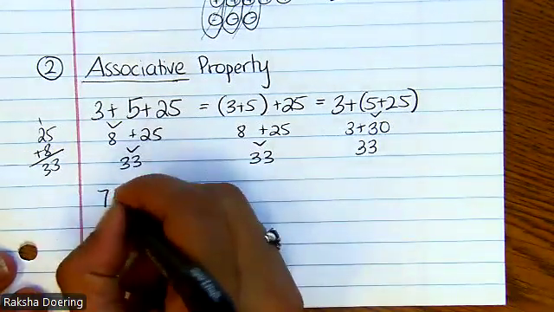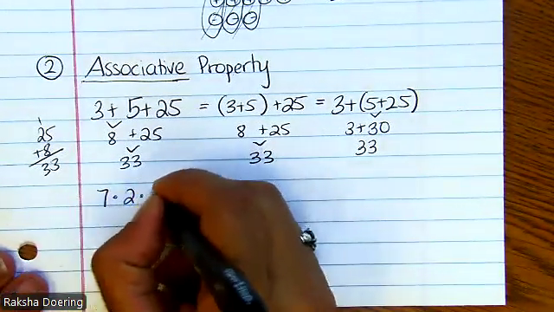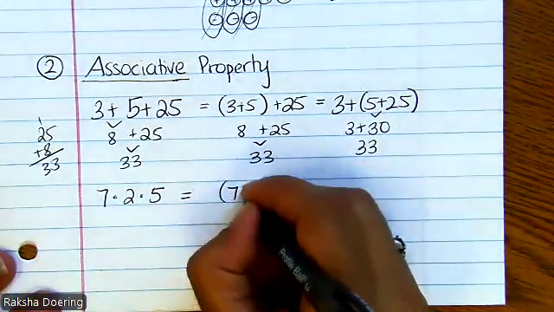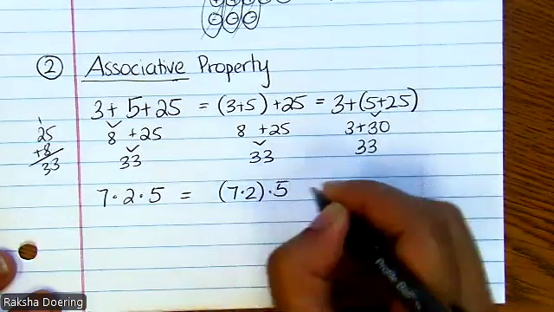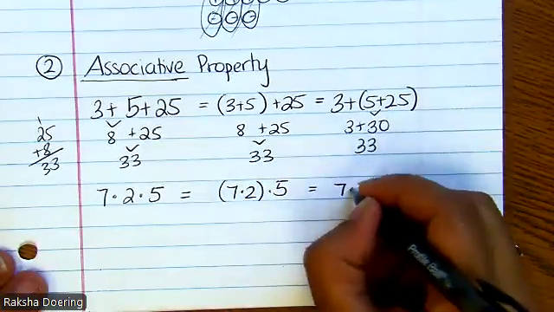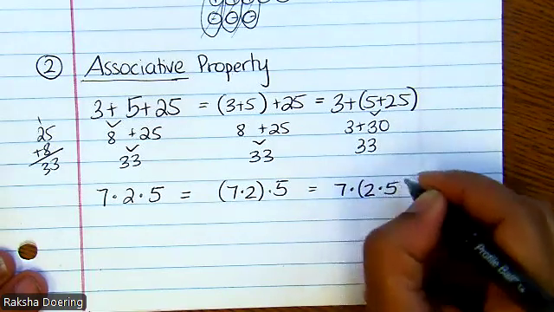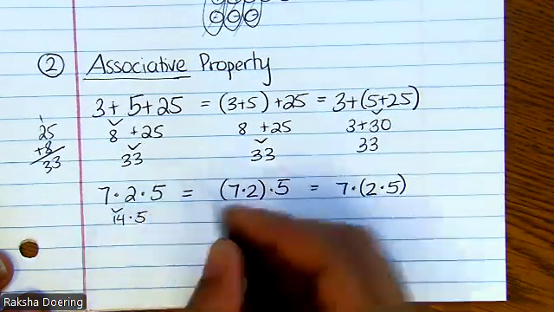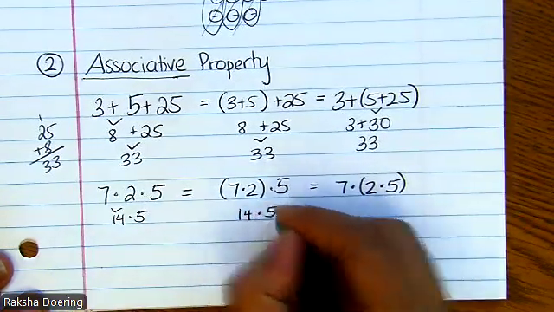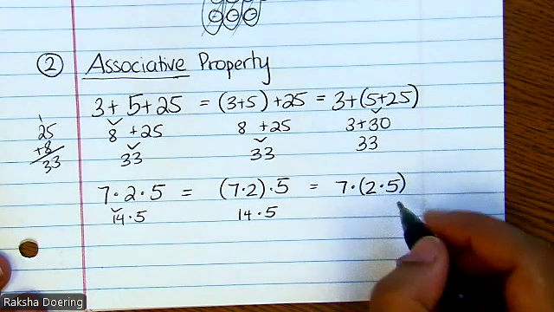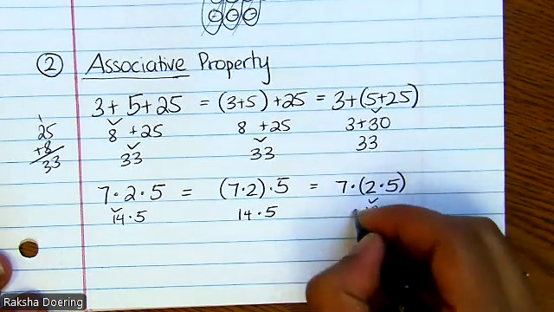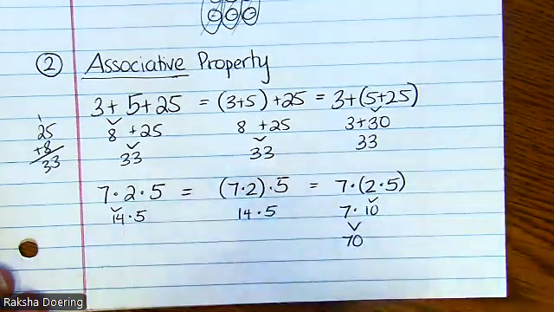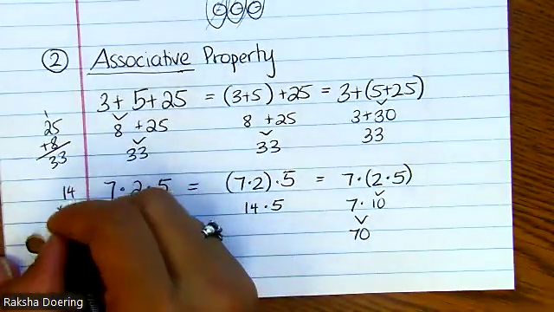So if I had 7 times 2 times 5, I could write it as 7 times 2 times 5, or 7 times 2 times 5. And so this is 14 times 5. This is 14 times 5. This one, if I choose to do this first instead, I get 10 times 7, which is way easier to do. I get 70.